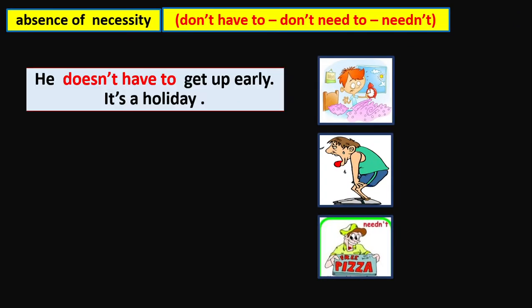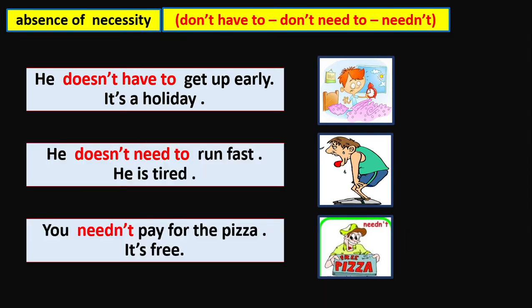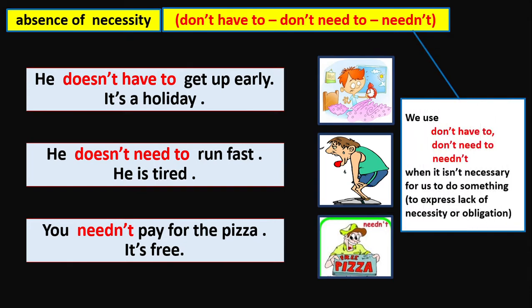What about don't have to, don't need to, or needn't? Let's read the examples to get the use for it. He doesn't have to get up early. It's a holiday. He doesn't need to run fast. He's tired. You needn't pay for the pizza. It's free. So we use don't have to, don't need to, or needn't when it's not necessary for us to do something, to express lack of necessity or obligation.